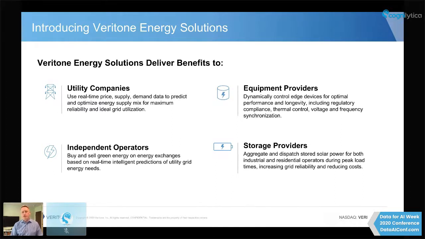Because if you think about it, a lithium battery is actually an explosive device. And then you have independent operators, who we just spoke about, who need wholesale arbitrage solutions so that they can actually trade energy on the exchanges in real time.